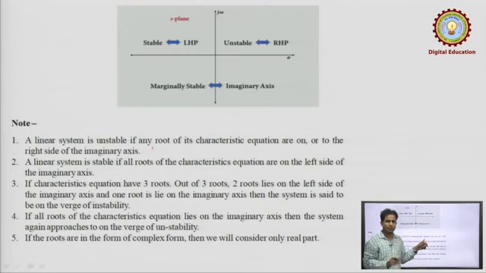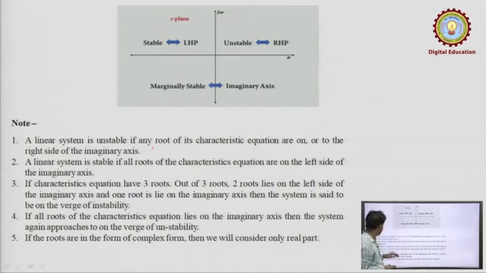Now, the fourth thing, it may be quite possible that out of 3 roots, 2 roots lie on the left hand side and 1 root lies on the imaginary axis. So, in that case also your system is on the verge of instability, meaning that by slightly changing the imaginary root, it may be stable or it may be unstable.